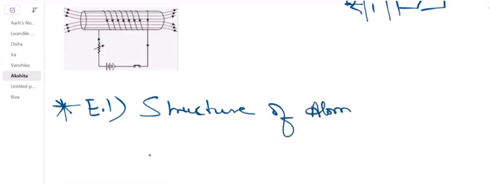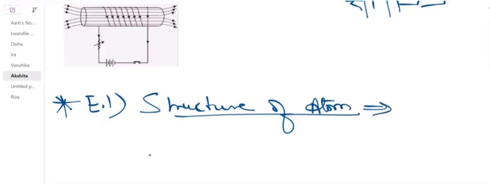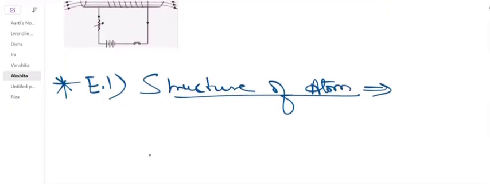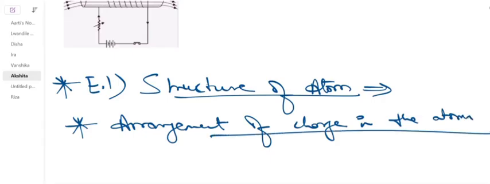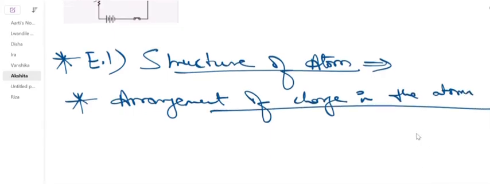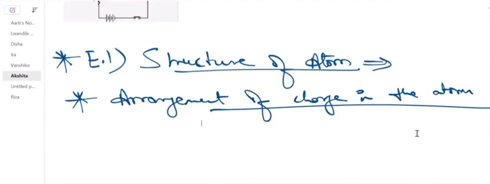Structure of atom. Okay, let's pay attention over this. So basically the arrangement of the charges in the atom. Many theories came which had given how the charges are arranged in the atom. The very first to come is the plum pudding model, and it was given by J.J. Thomson.